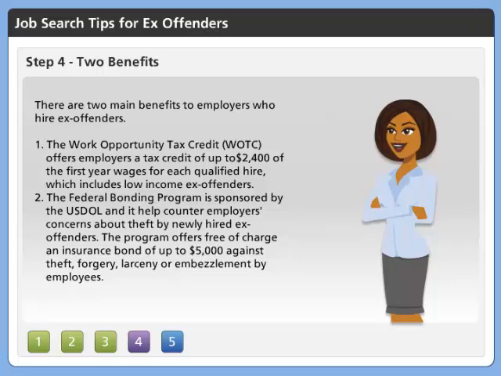The Work Opportunity Tax Credit, or WOTC, offers employers a tax credit of up to $2,400 of the first year wages for each qualified hire, which includes low-income ex-offenders. And the federal bonding program is sponsored by the USDOL, and it helps to counter employers' concerns about theft by newly hired ex-offenders. The program offers free of charge an insurance bond of up to $5,000 against theft, forgery, larceny, or embezzlement by employees.